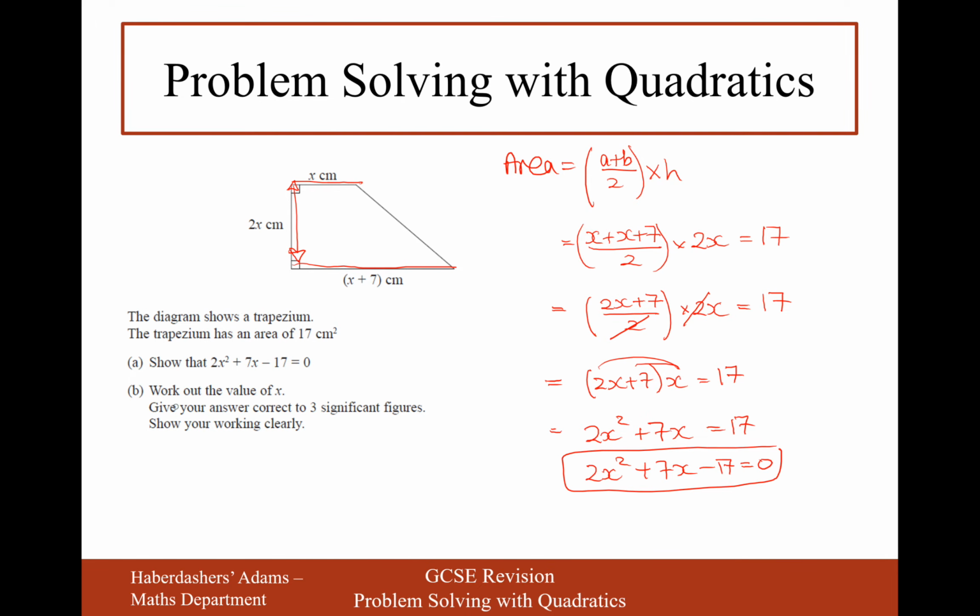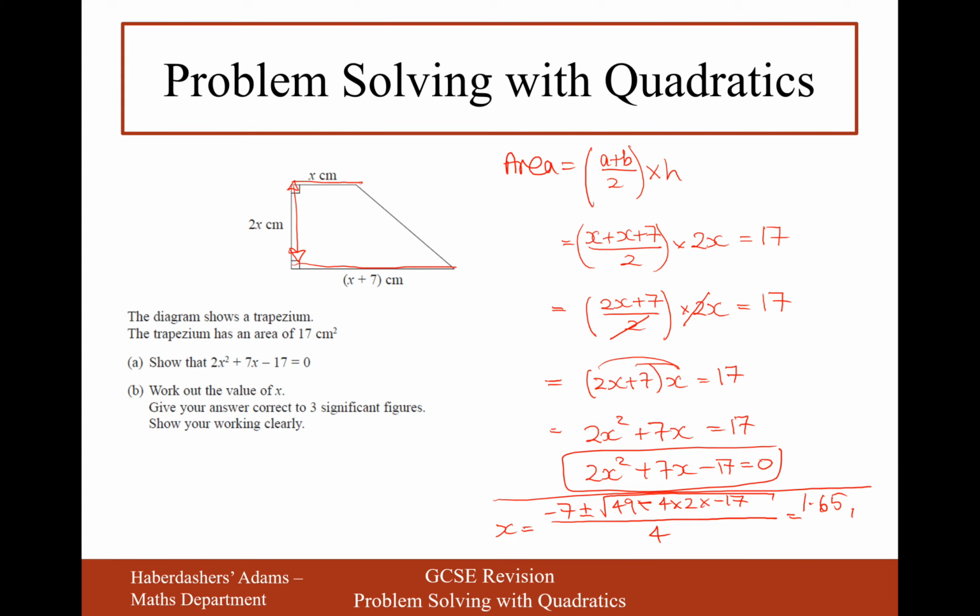Good. Work out the value of x, giving your answer to 3 significant figures. So this is going to be the quadratic formula part of the question. x equals minus 7 plus or minus the square root of 49, take away 4 times a times c, that would be minus 17, all over 2a, that would be 4. So you can't see it, but I'm now typing this into the calculator. Minus 7 plus the square root of 49, take away 4 times 2 times negative 17, over 4. And to 3 significant figures, the first answer is 1.65.